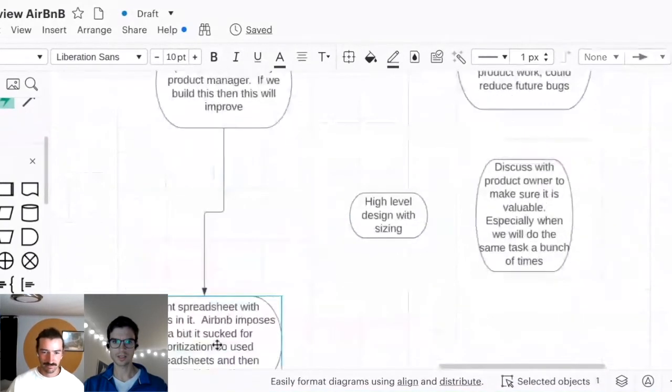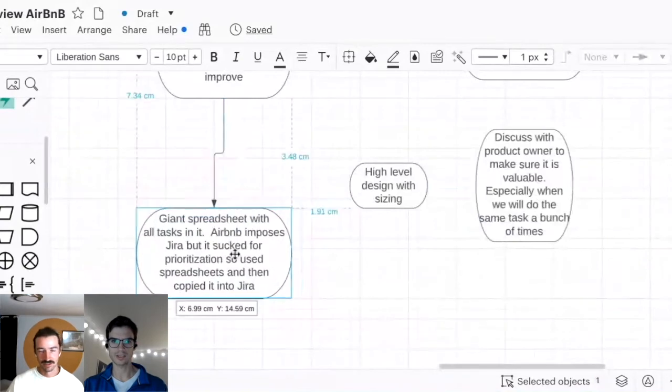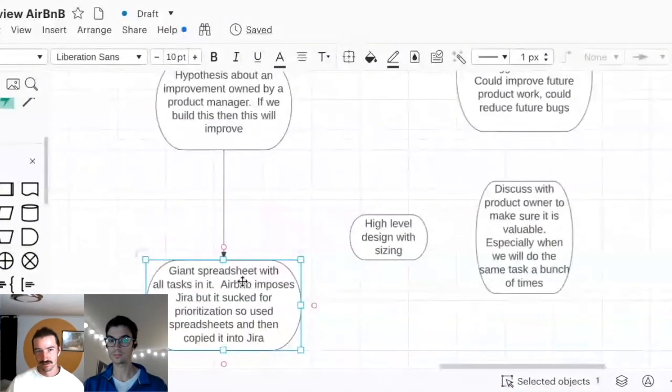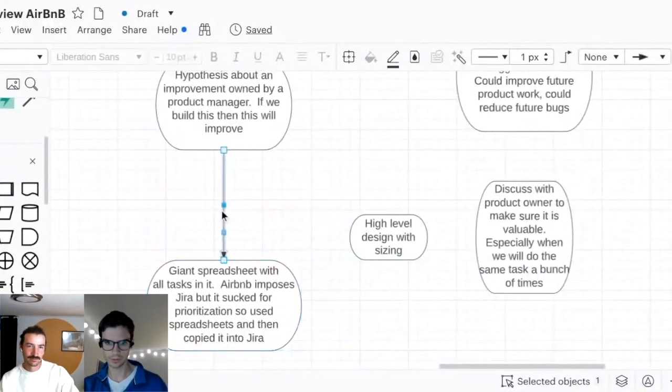So technically, this high-level design with sizing actually happens before these hypotheses go in as well. Oh yes, it should. Okay, great.